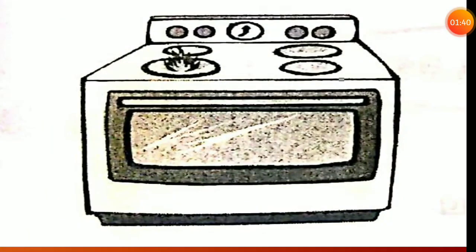Number 4, stove. Stove: a piece of kitchen equipment to cook food. So, we cook on a stove, but we cook in a saucepan. Again, we cook on a stove, but we cook in a saucepan. Okay?